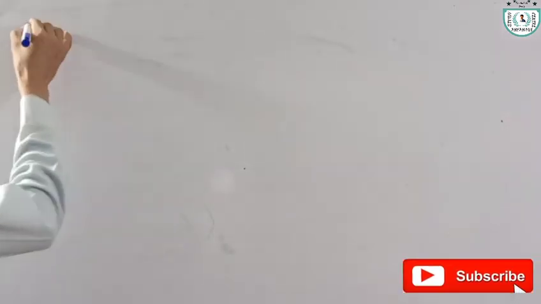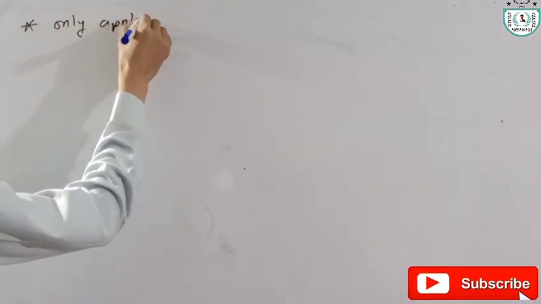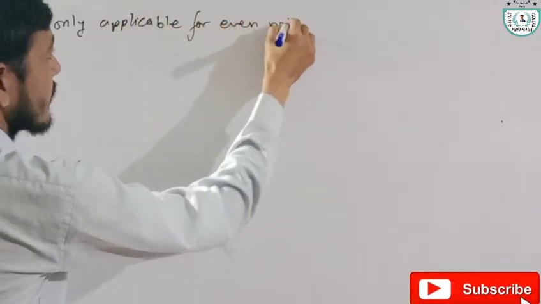Now it's time to discuss the trick. What is the trick, when and where it is applied, and how we can solve any problem after applying this trick in just 30 to 40 seconds. Let us discuss. First of all, we have a condition: this trick is only applicable for even potentials.